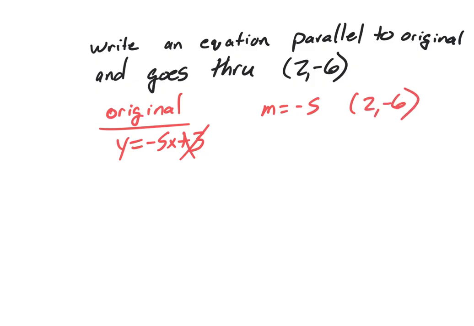And then we have a point. So we have a slope, and we have a point, and we're going to write the equation, and when we write the equation, we're going to put it in slope-intercept form, kind of like we did yesterday.